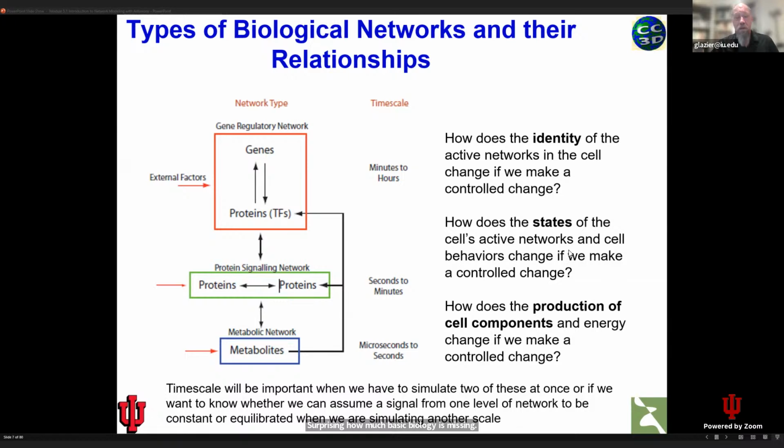Signaling networks really talk about how, given some set of gene expression, the states of the cell change. In particular, how does the activity of particular networks change? And metabolic networks essentially control, again, rates of production of components, energy, and other components, and how do those change? We're always thinking about dynamics. So when we're asking questions, typically we're going to ask, how do these network outputs change for particular changes of inputs?